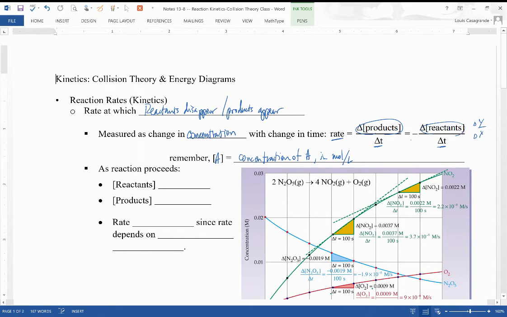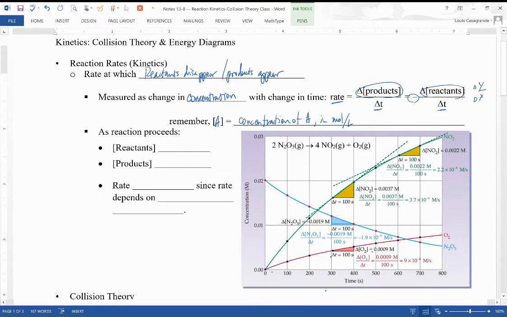Or a change in the concentration of the reactants. But we're going to have a negative in front of there because we want to make this positive, because as the reaction proceeds, the concentration of the reactants is decreasing, and so we get a negative slope, and we want to keep that slope positive. Meanwhile, the concentration of the products is increasing, and so that will give us a positive slope.